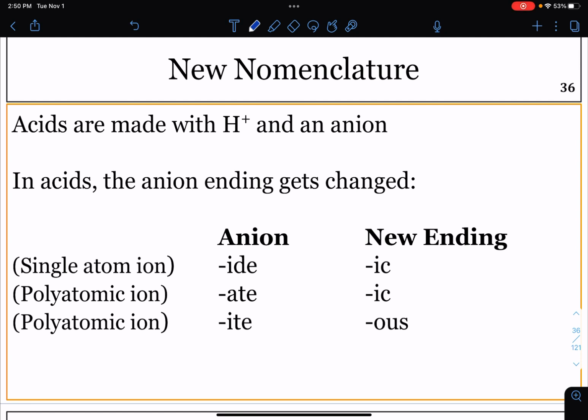So acids always have a hydrogen ion with an anion. By definition, acids donate a hydrogen ion. They donate or give up or lose the hydrogen ion. So of course an acid must have a hydrogen to begin with in order to donate it. We will reference this slide to figure out the endings as we do our examples.